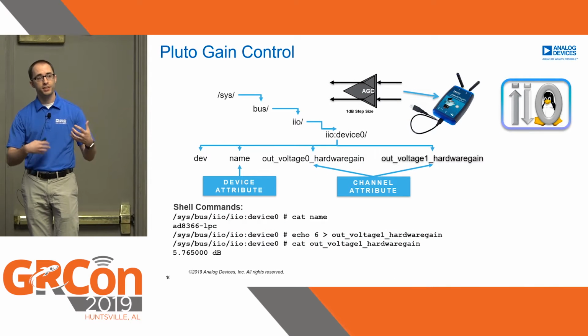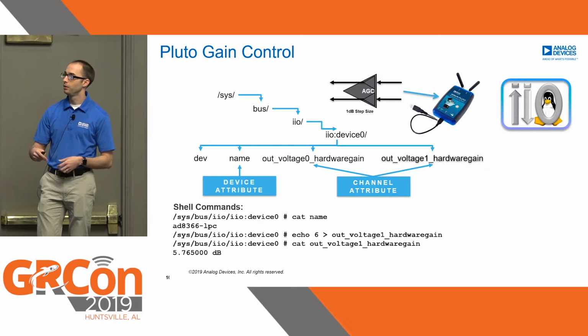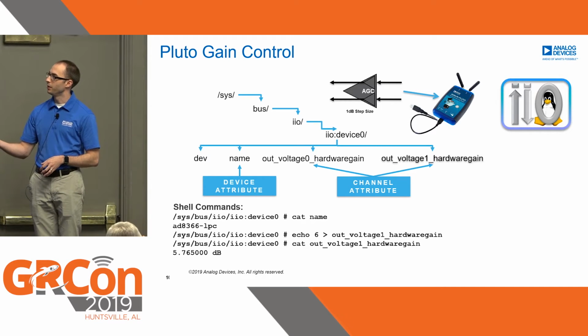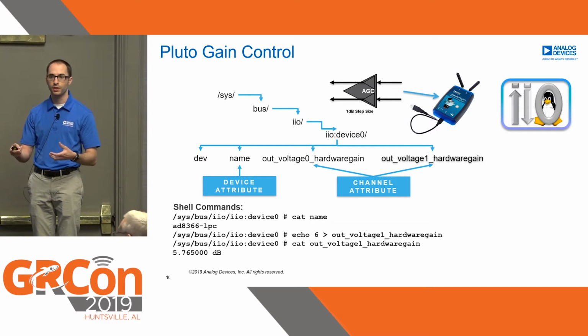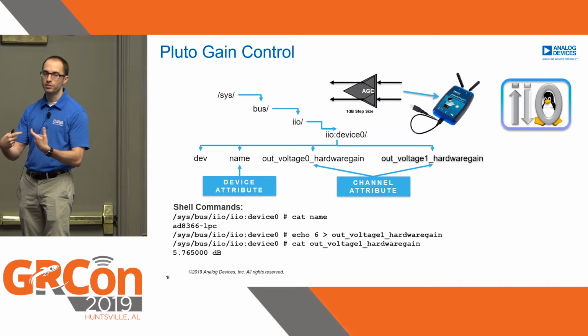So if you want to interface directly with the IIO driver, you can go through the sysfs API. You can log into, say, Pluto, go to sys/bus/iio/devices/iio:device0, and you'll see a number of file descriptors there. There'll be name, which is a device attribute, and some like hardware gain, which are channel attributes. These allow you to directly interface with or control different parts of the hardware.